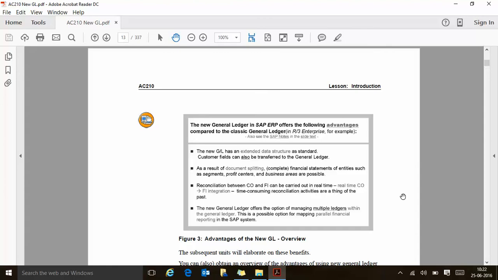The new GL offers the option of managing multiple ledgers within the new GL. This is a possible option for managing parallel financial reporting in the SAP system. So via new GL, we can have multiple ledgers. As I gave an example, companies having different subsidiaries with different fiscal years and different legal requirements can use new GL.